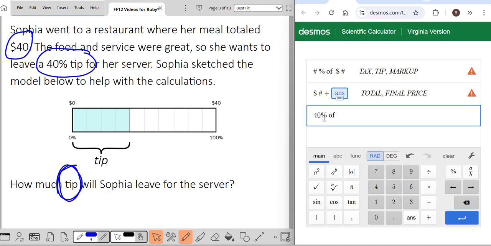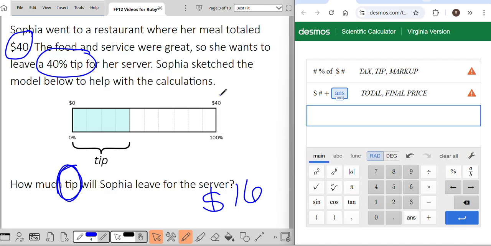Because we know to put in the number before the percent first and then the number after the dollar sign. And that first line gives you tip. So, how much tip would they leave a server? They would leave them $16. But I'm also going to show you how you could have used the chart to find that out.